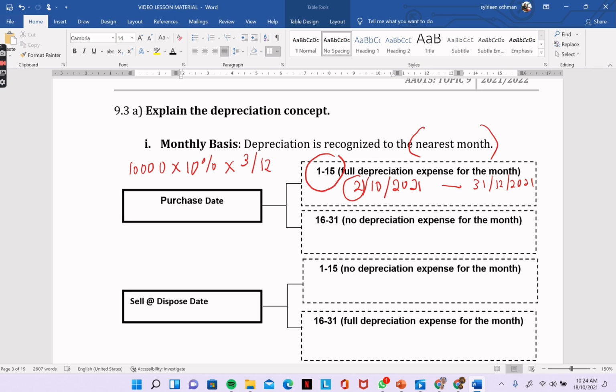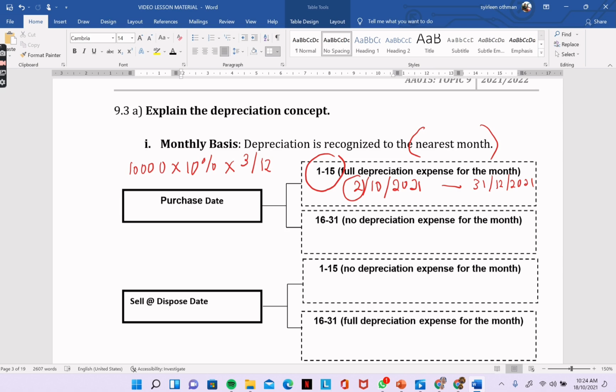Okay, why 3 months? Inclusive of October, the month of the purchase. Kenapa October termasuk? Sebab you beli on the 2nd, which is the first part of the month, which is on the 1st until 15. So it is considered one full month. So even though saya beli 15 hari bulan pun, still the depreciation will be considered for one full month of October. Okay, alright.